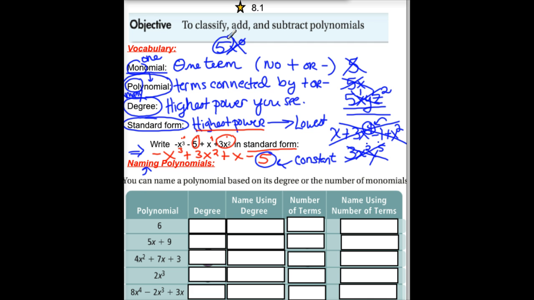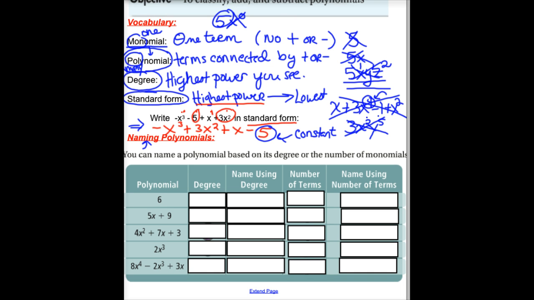So now we're going to talk about how you name polynomials. Basically, I like to think of it as them getting a first name and a last name. The first name comes from its degree, the highest power that you see. Its second name, or its last name, comes from how many terms there are. Seems confusing, but it's actually quite easy.